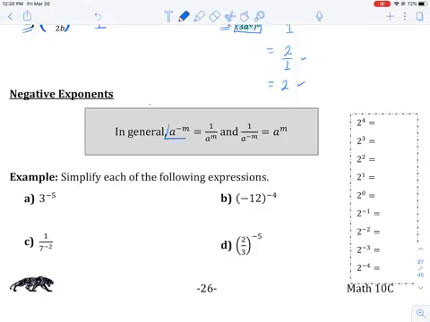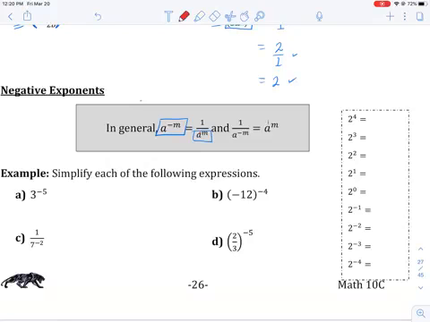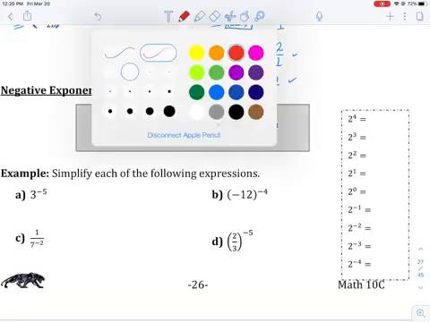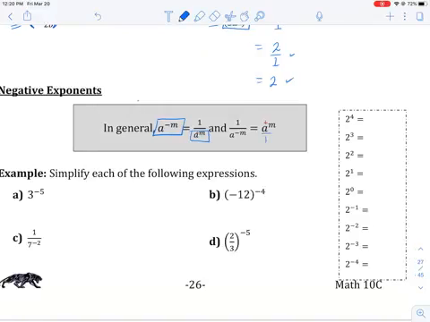Now let's look at our negative exponents. In general, a to the negative m is equal to 1 over a to the positive m, and 1 over a to the negative m is equal to a to the positive m. So what the heck does that mean? If I have a negative exponent in a numerator, I take the reciprocal and place that power into the denominator, and my exponent becomes positive. If I have a negative exponent in my denominator, I take the reciprocal and move that to the numerator, and the exponent becomes positive.